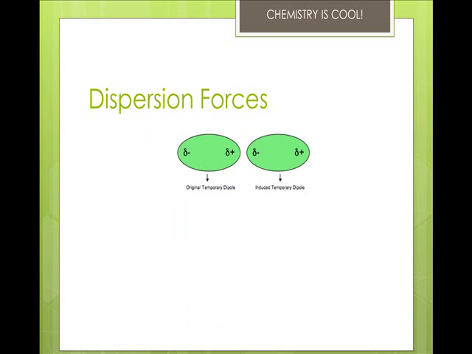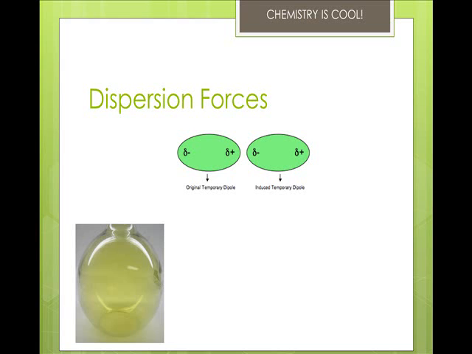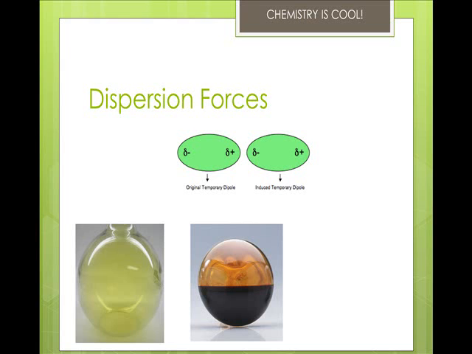Electrons, if you remember, are not evenly distributed at every instant in time. This causes temporary partial charges, which is called a momentary dipole. It affects the electrons in the molecule next to it, causing an induced dipole to be created. The molecules are then temporarily attracted, and dispersion forces can depend only on the number of electrons in the molecule.